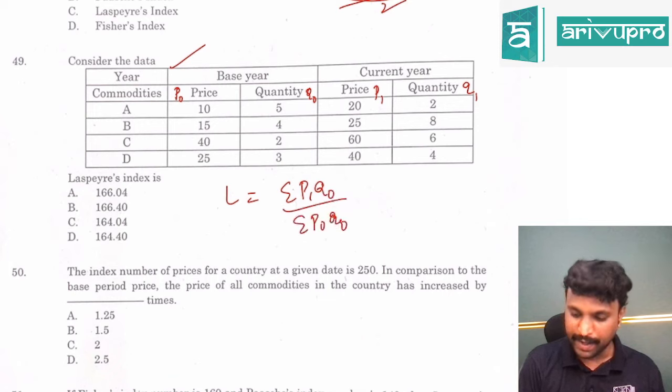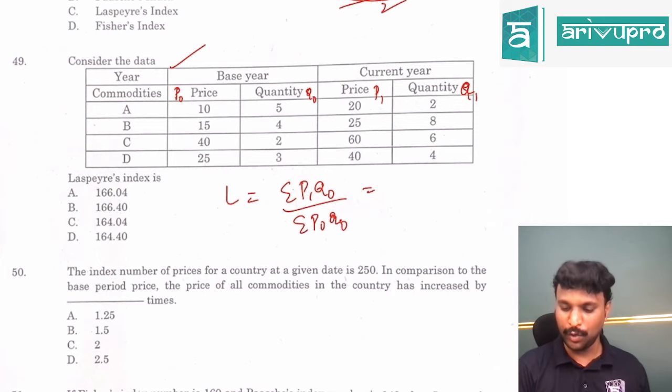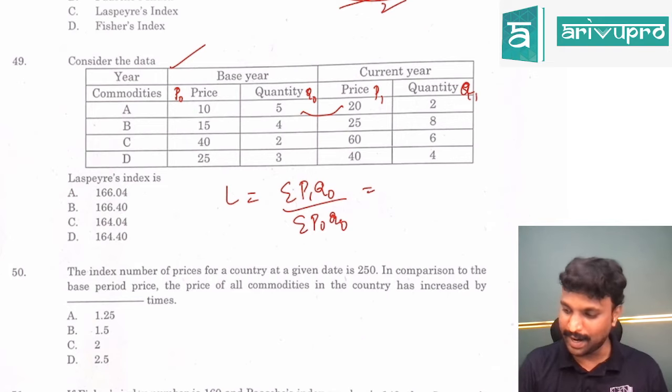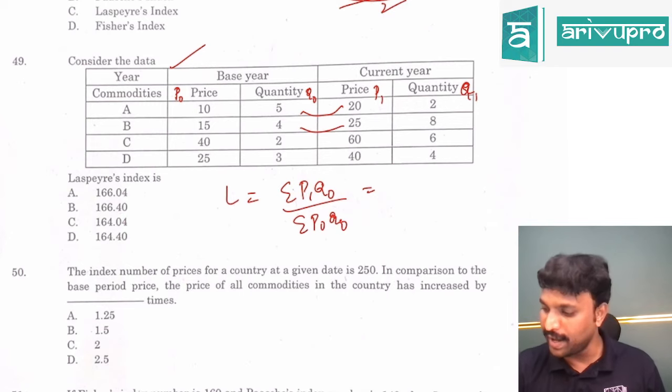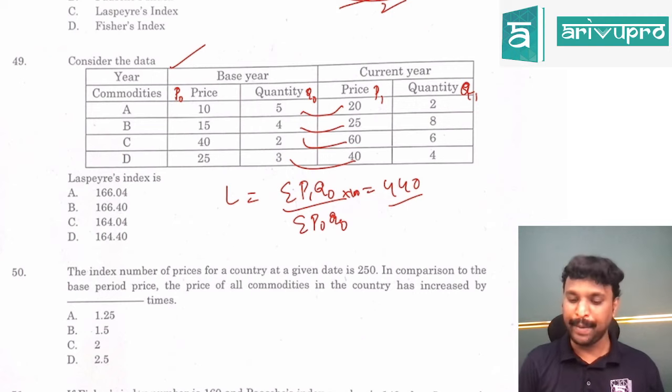All right. Now guys, so what is P1 Q0? P1 Q0 means second column and third column. So 20 into 5 is 100. 20 into 5 is 100. 4 into 25 is 100 plus 60 into 2 is 120 plus 40 into 3 is 120 again. So the result of this is 440 into 100. I have to do actually P0 into Q0.